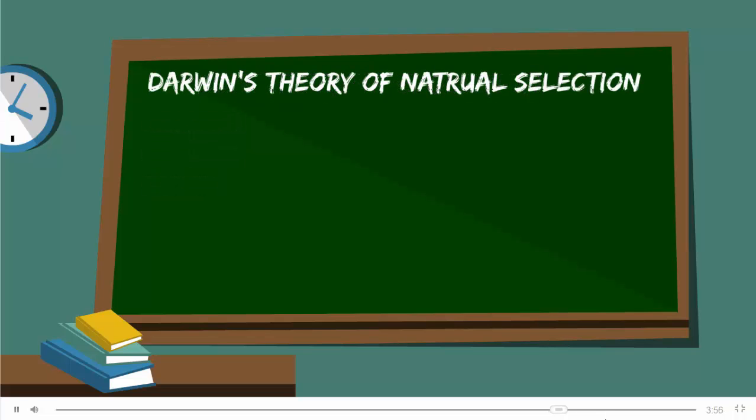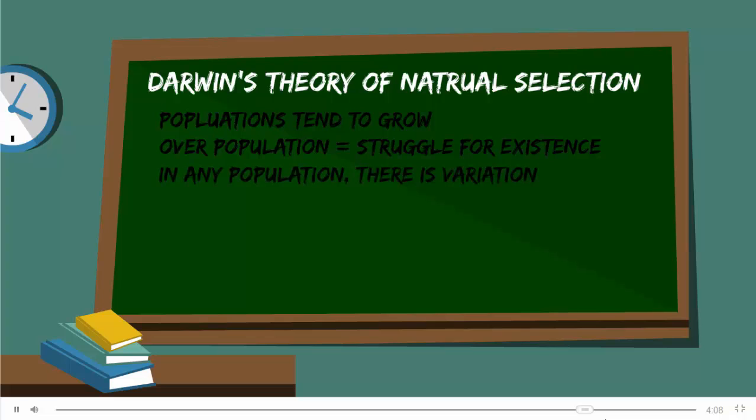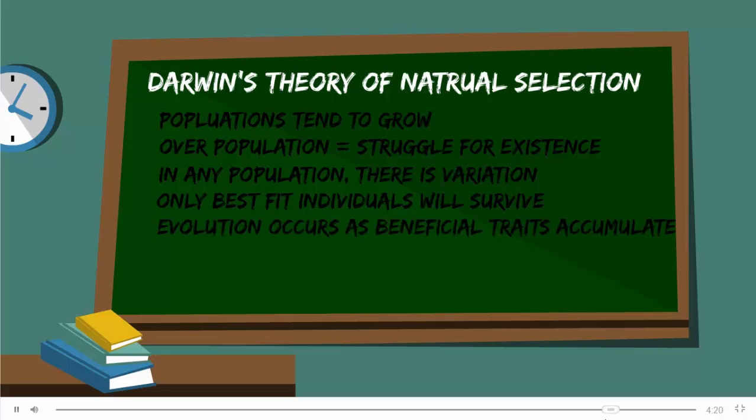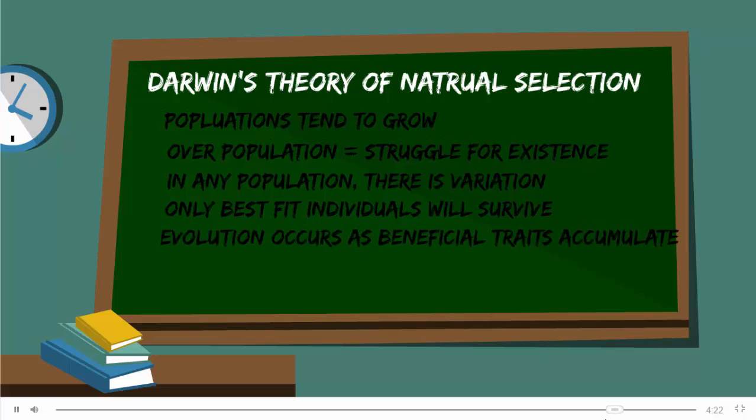Some key points of Darwin's theory of natural selection are: first, populations tend to grow exponentially, overpopulate, and exceed their resources. Second, overpopulation results in competition and a struggle for existence. Next, in a population, there is variation and an unequal ability of individuals to survive and reproduce. Only the best individuals survive and get to pass on their traits to offspring. Finally, evolution occurs as beneficial traits accumulate in a population.